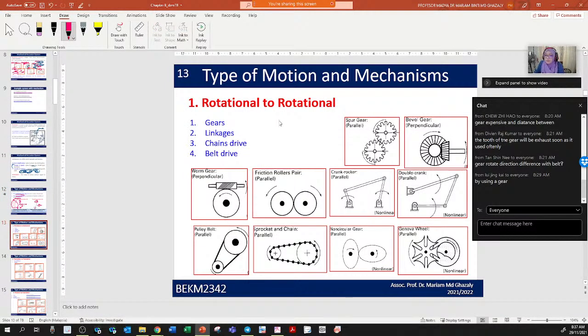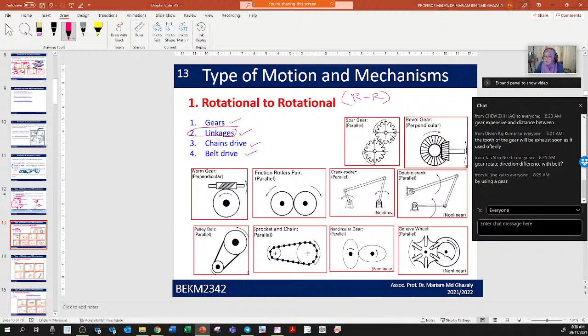So we go to the first one, which is converting between rotational to rotational. When we talk about that, you should automatically think of the gearing system. As I mentioned just now, you also have the chain drive and the belt drive. These are the most common ones. Additionally, you can go from rotational to rotational by using linkages, but that needs a bit more complex design. So let's look one by one.